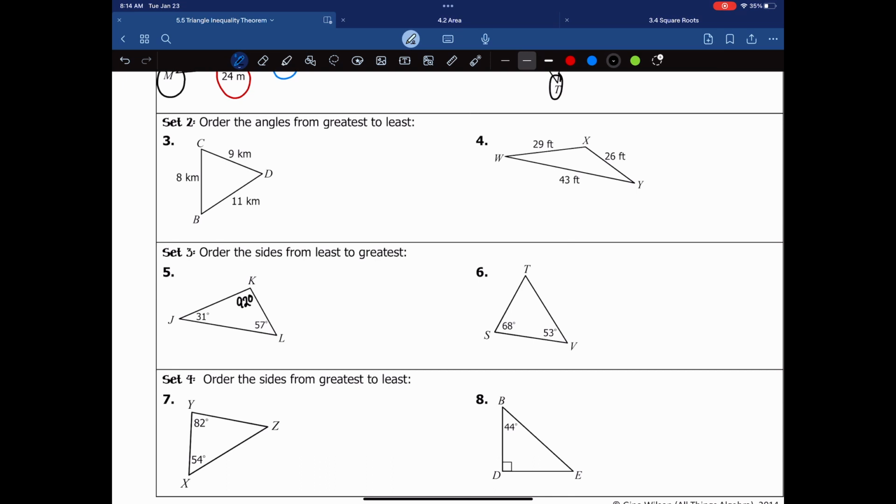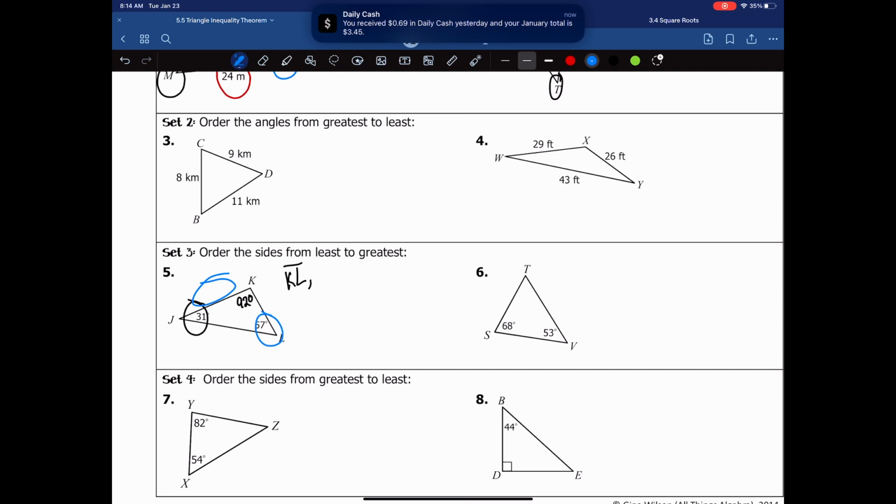We've done this, I don't even know how many times at this point. And then you just order them. So here's the smallest angle, so this is the smallest side. So it goes K, L. And then here's the second smallest angle, so here's the second smallest side.